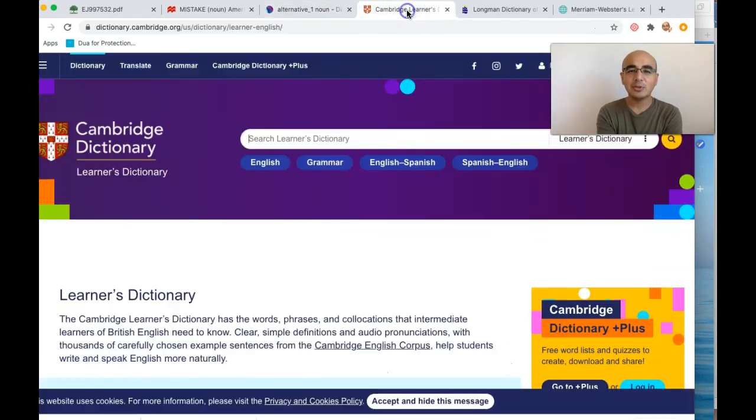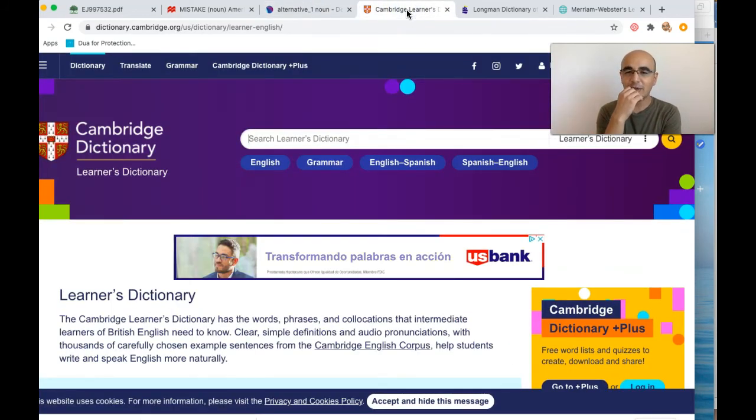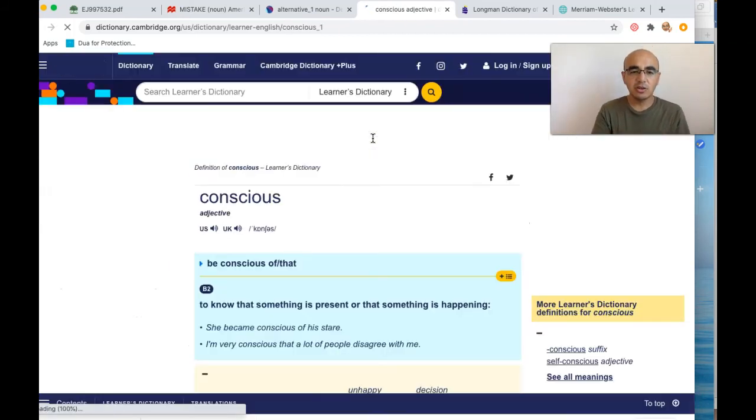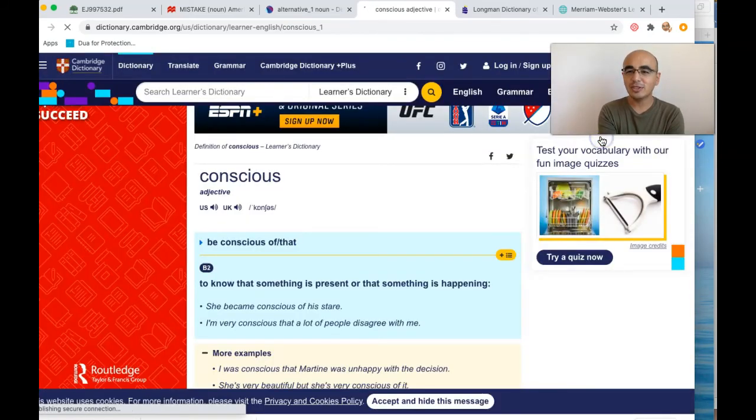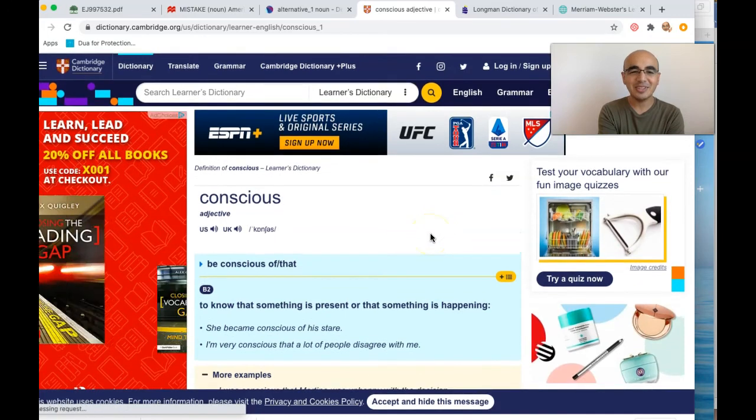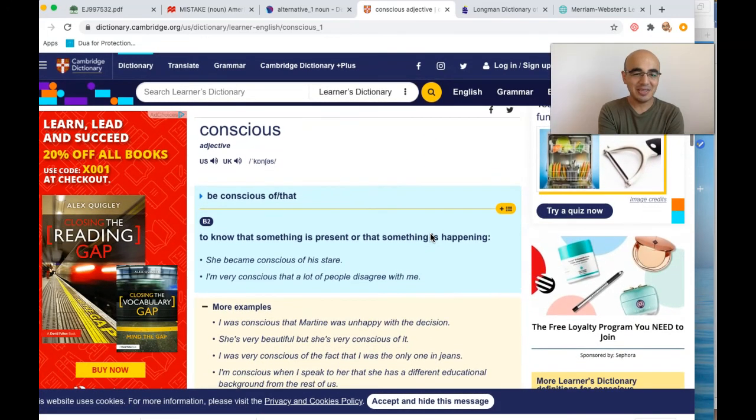Now, the last but not least is Cambridge Dictionary, Cambridge Learners Dictionaries. Oh, look at it. For Spanish speakers, they even have English-Spanish, Spanish-English. So I just want to type the word, let's say, conscious. So when you type it, I told you that these are free dictionaries. That's why sometimes things will pop up, right? The commercials will pop up here and there.